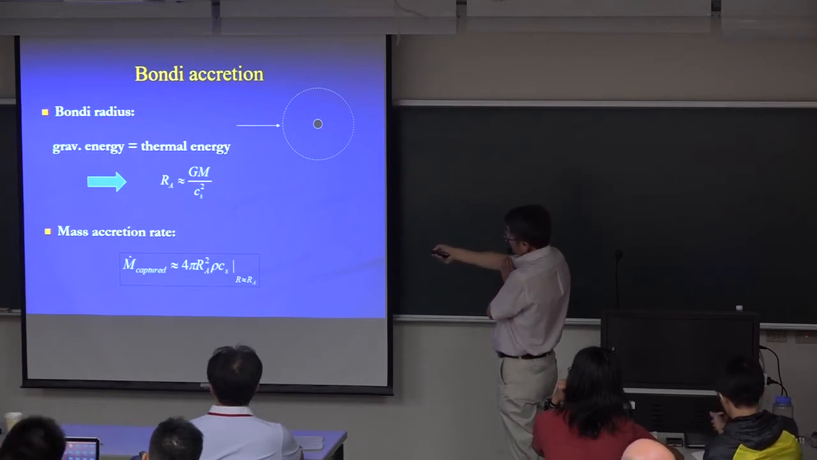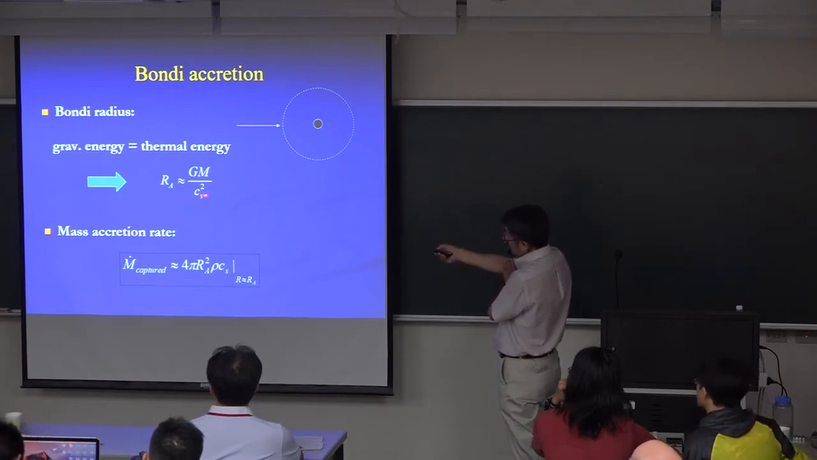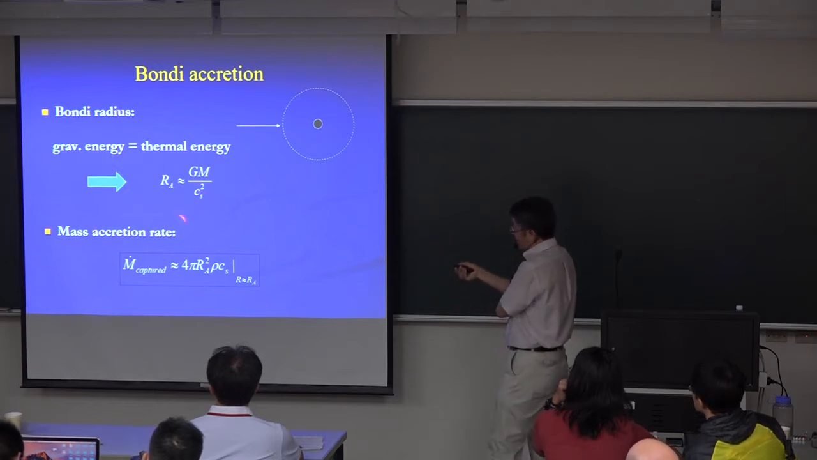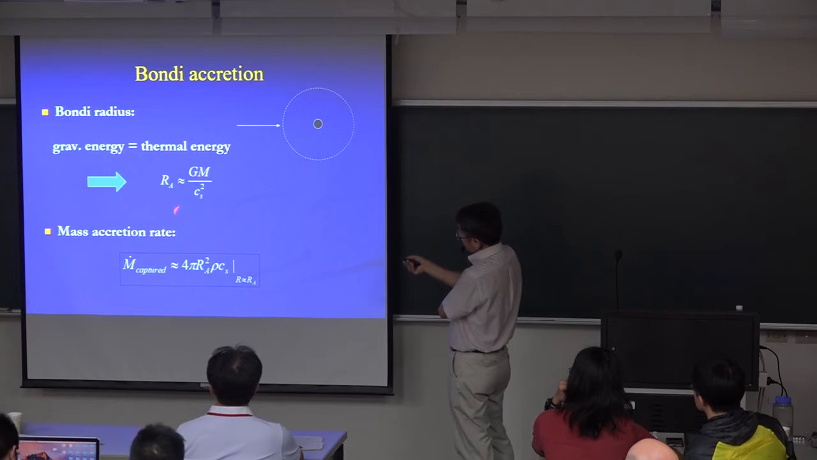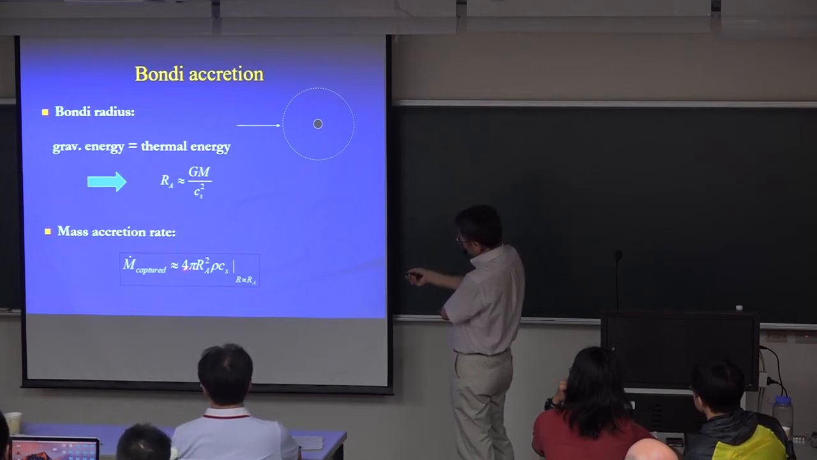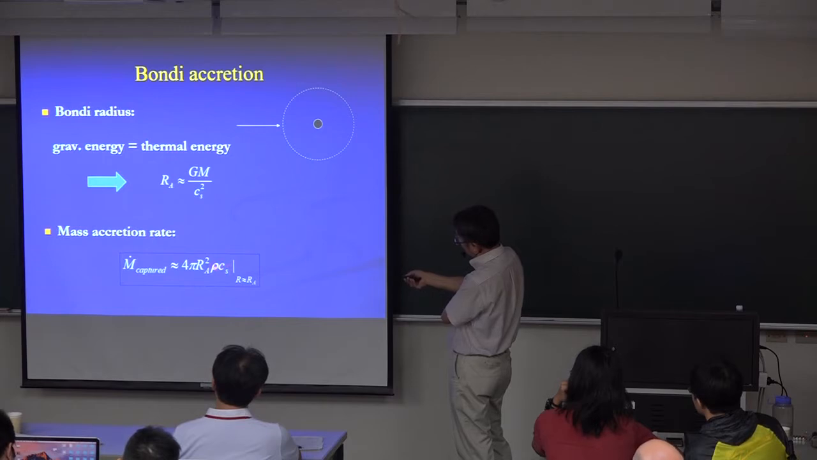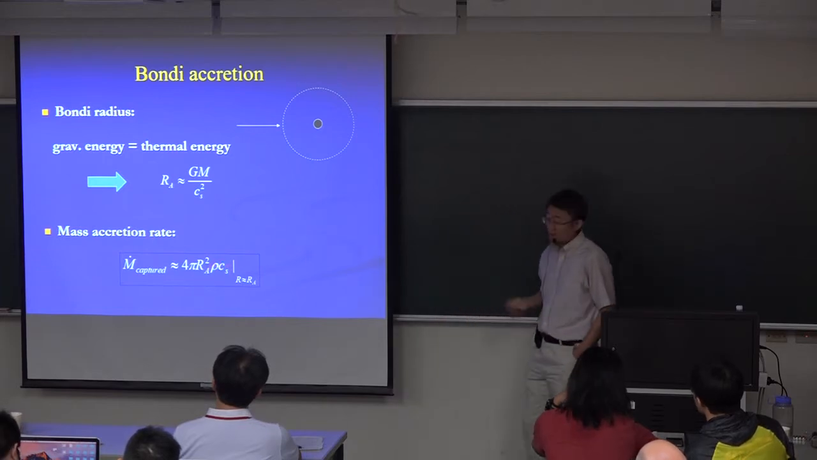From this equation, we can easily derive these equations. This is the boundary radius. This is the sound speed, which denotes the thermal energy of the gas. Then the accretion rate we can also easily get from this equation. This is 4 pi r squared, which means the area of this sphere. This is the typical velocity of the gas, and this is the density. This is why we have such an accretion rate. Very easy.